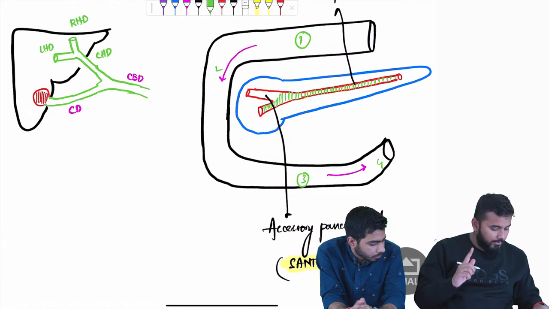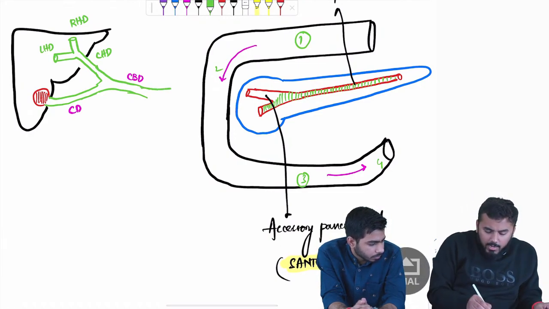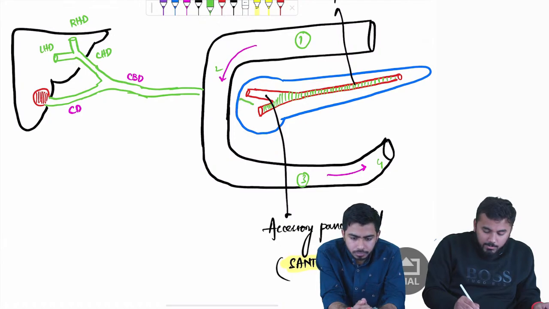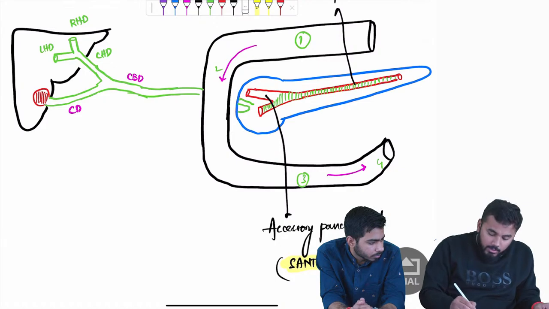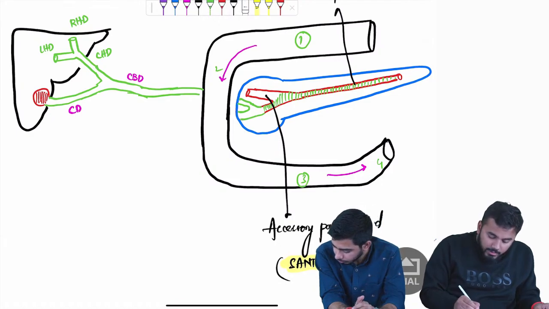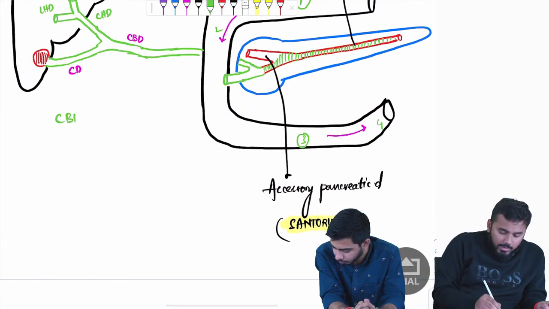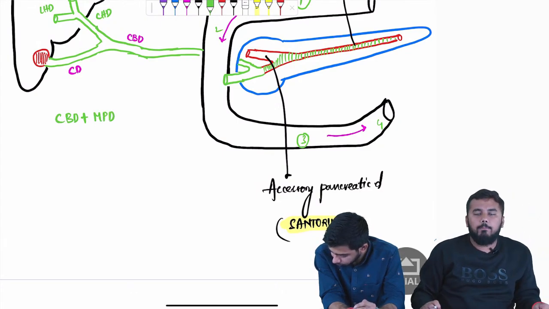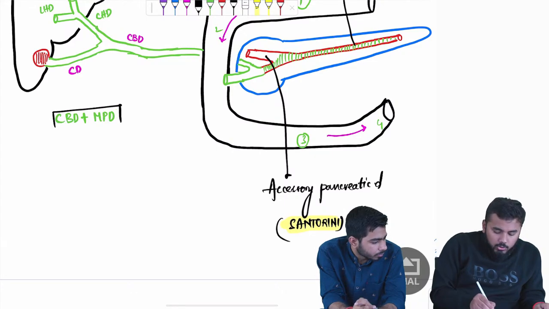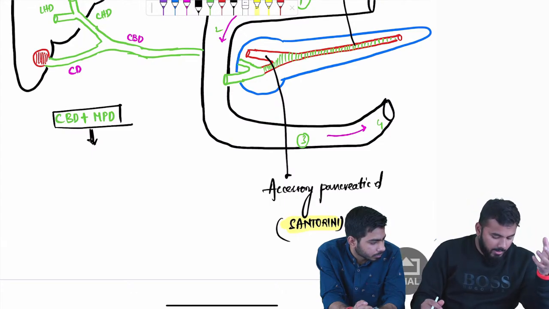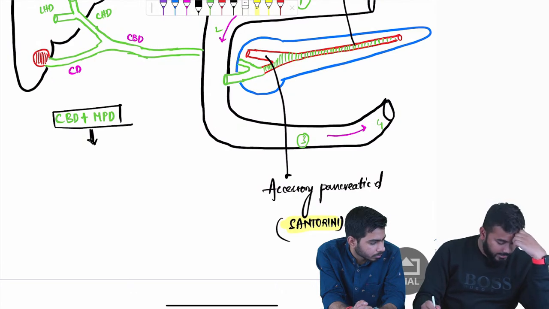Now look here, all of you should pay attention. This common bile duct is coming all the way, and it passes behind the duodenum and joins like this. Look here very carefully. This is joining in this way, and it is opening out in this way. So what is happening? Common bile duct is joining with the MPD. MPD stands for main pancreatic duct. So what will happen when the common bile duct joins with the main pancreatic duct? Anyone? What duct is formed here?